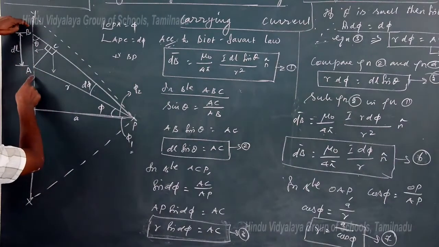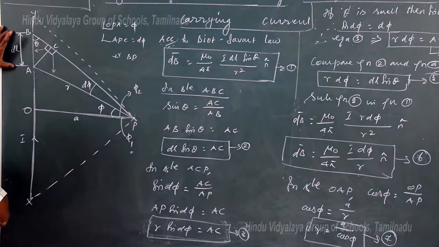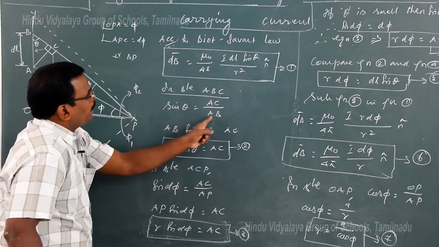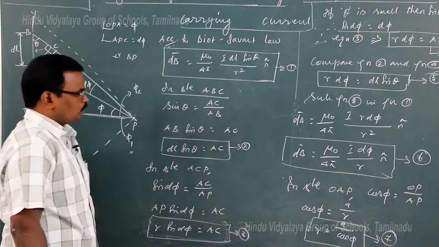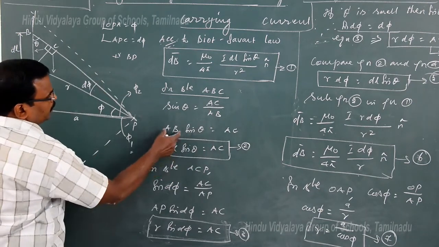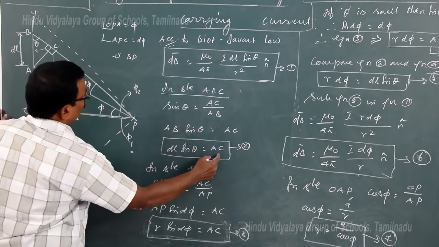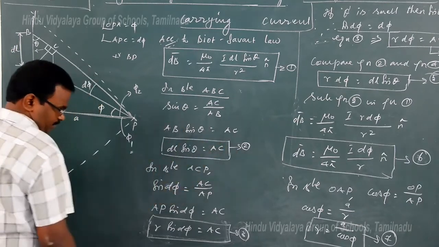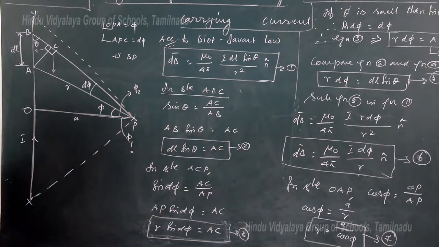The hypotenuse AB is equal to what? A small element of length dl. So cross multiplying, AB into sin theta is equal to AC. AB is equal to what? dl. So substituting dl instead of AB, dl into sin theta is equal to what? AC. We keep it as equation number 2.